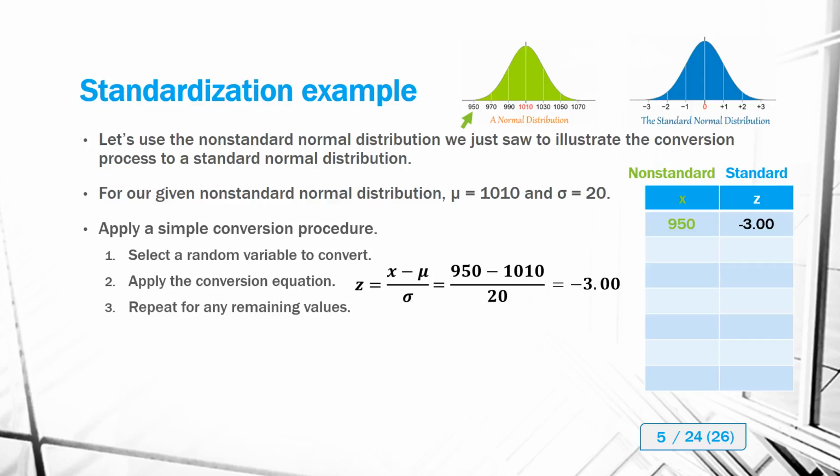We repeat this procedure for any values that remain that we want to convert over. So if we want to convert the other values that we see here in the table, we just start with the next one down, 970, and we start again.